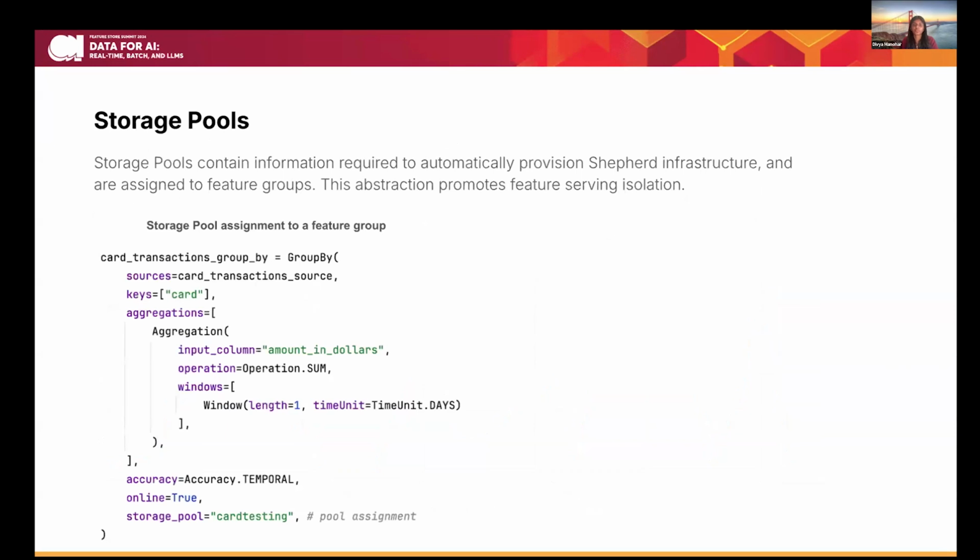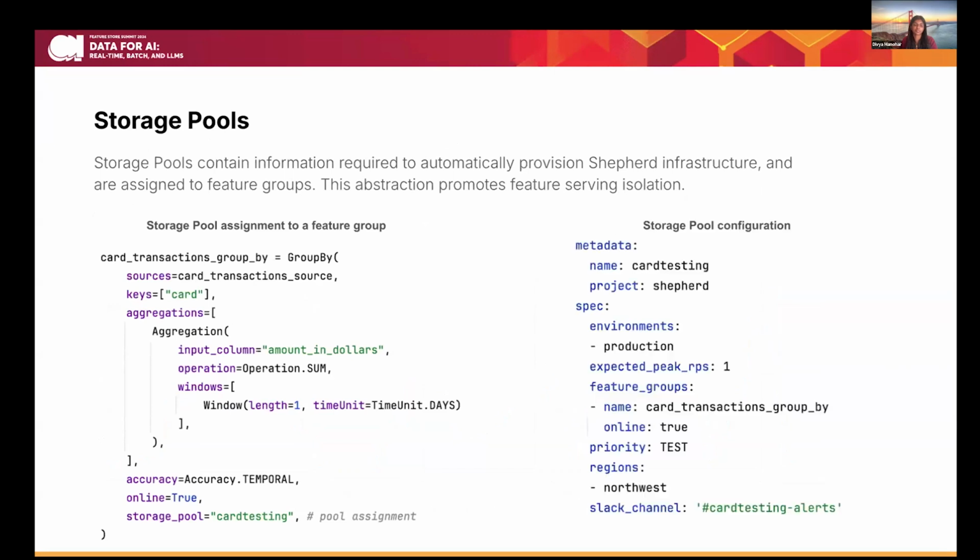There are a few major components we built to make Shepherd an easy-to-use self-service platform with automated infrastructure management. First, we need to understand the concept of a storage pool. Each Shepherd use case at Stripe maps to its own storage pool, which is an abstraction we use for managing the use case's infrastructure. Storage pools are attached to feature groups, as we can see here.